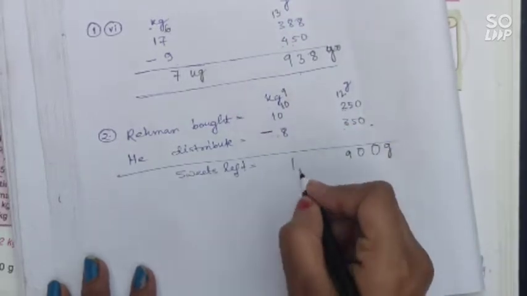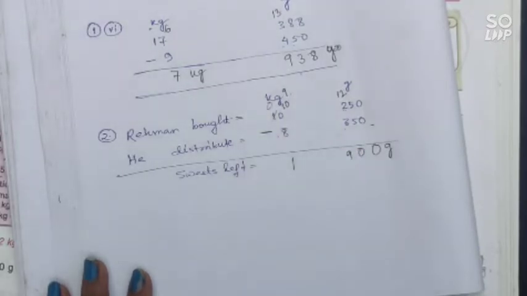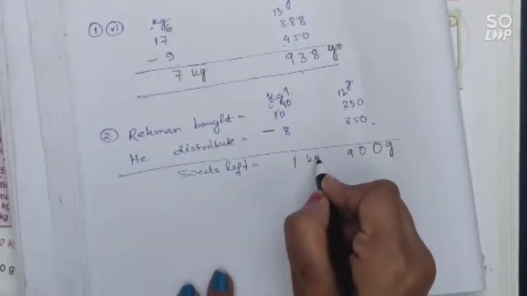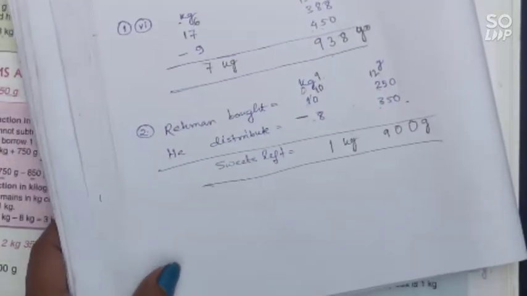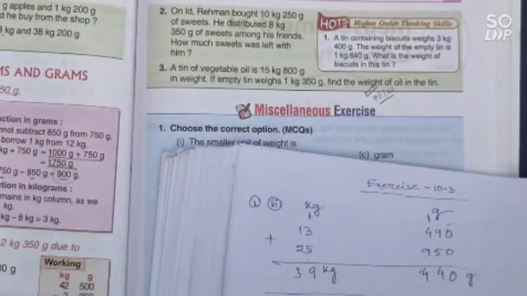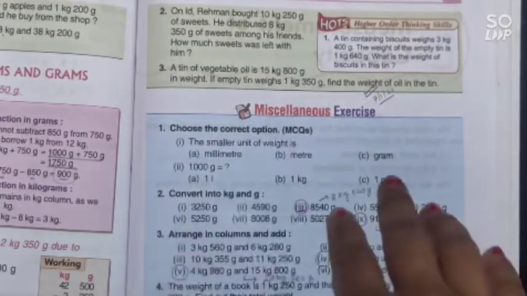9 minus 8 is 1, and this one will become 0. So 1 kg 900 gram. This much sweets were left with him. Okay. Next, question number 3.